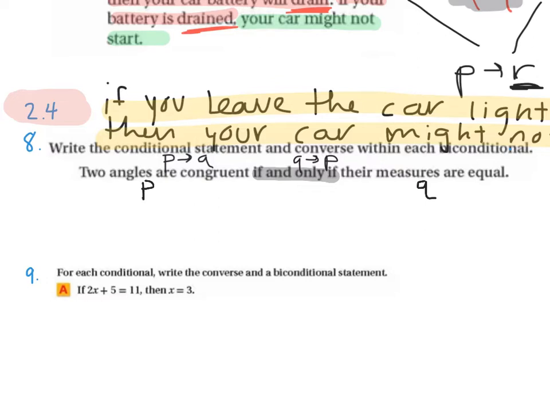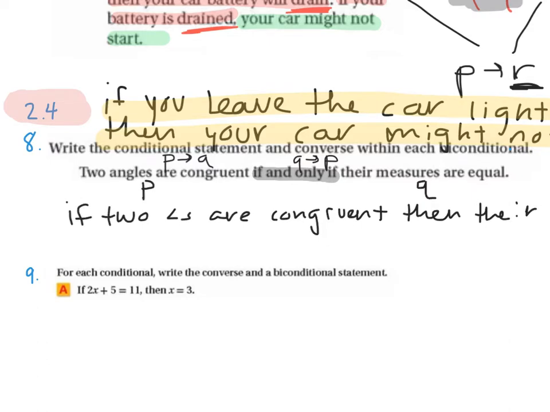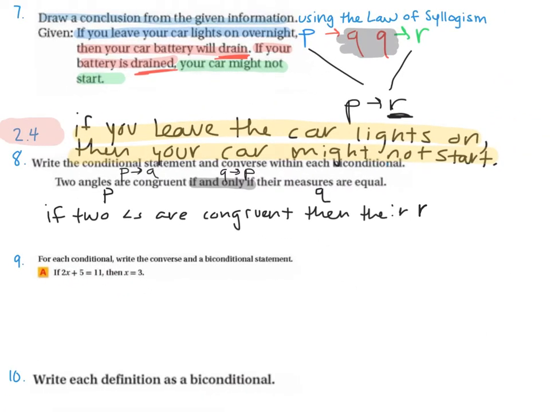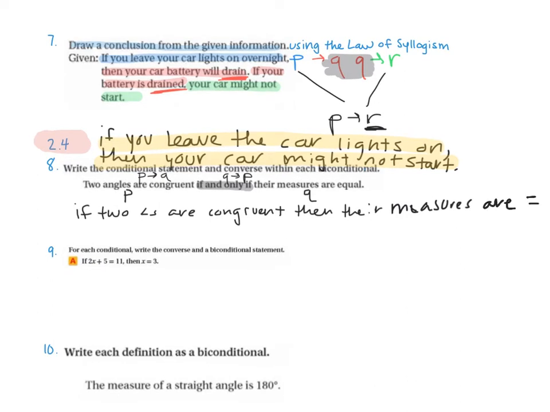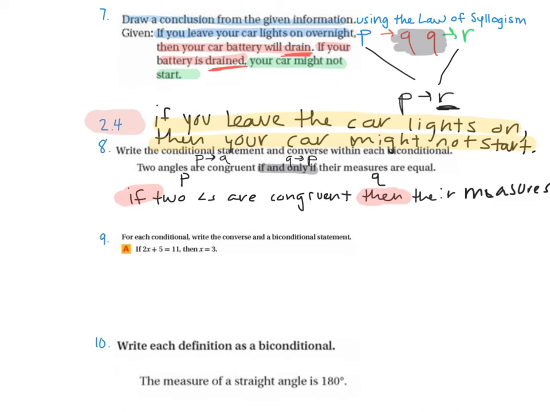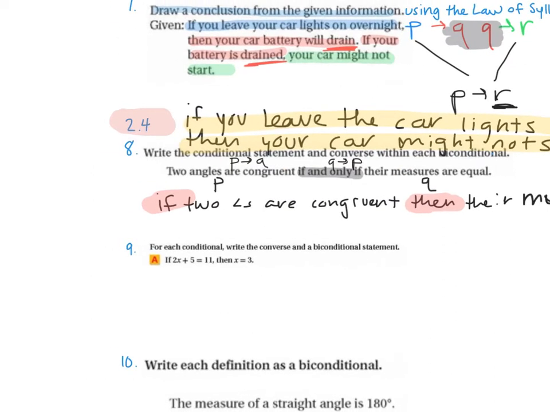So now we can write P then Q. Remember, conditional statement has to be in if-then form. So if two angles are congruent, then their measures are equal. So in our conditional, we have an if and a then. So if P, then Q. This is our conditional.